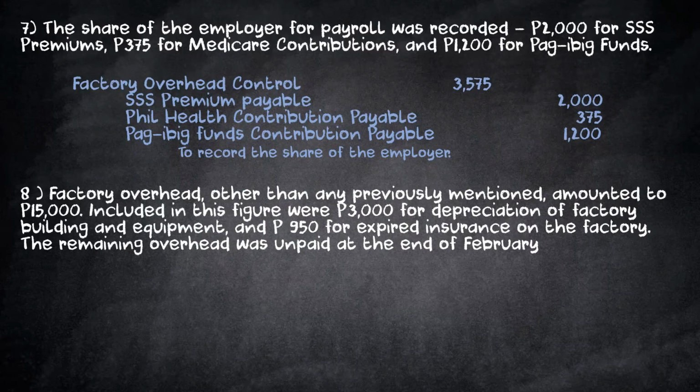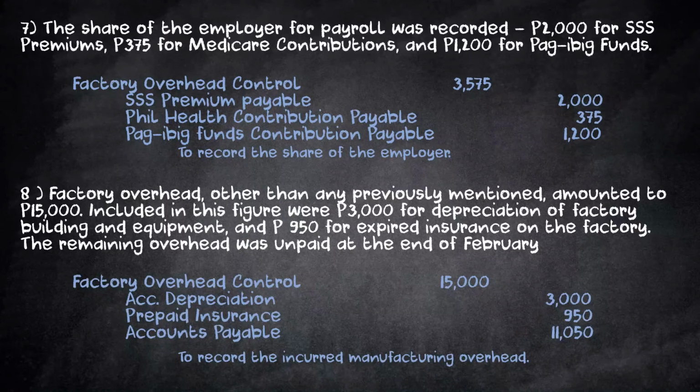Next, number 8. Factory overhead other than any previously mentioned amounted to 15,000. Included in this figure were 3,000 for depreciation of factory building and equipment and 950 for expired insurance on the factory. The remaining overhead was unpaid at the end of February. Tignan na agad natin yung entry. So, sabi ko nga kanina, ang treatment ko sa factory overhead control is para siyang expense account. So, nagkaroon ulit tayo ng debit for factory overhead control for 15,000. Ito yon, total amount. Yung breakdown niya, ito yon.